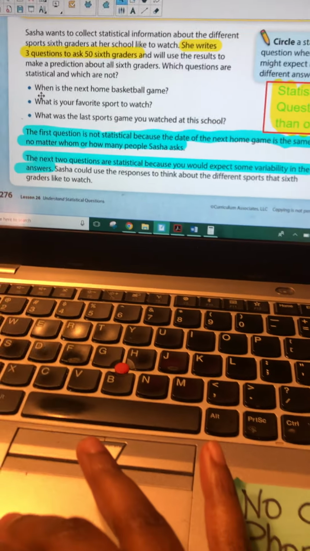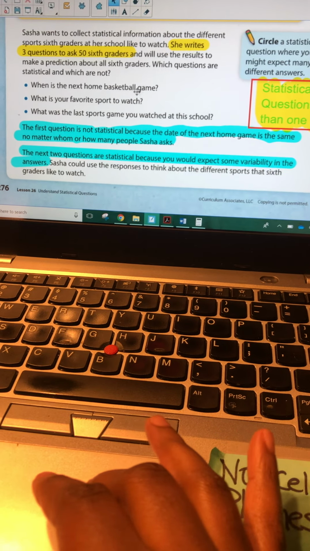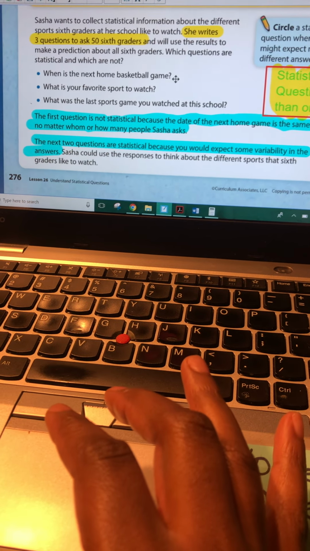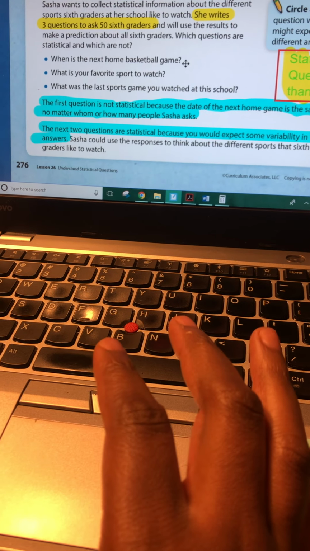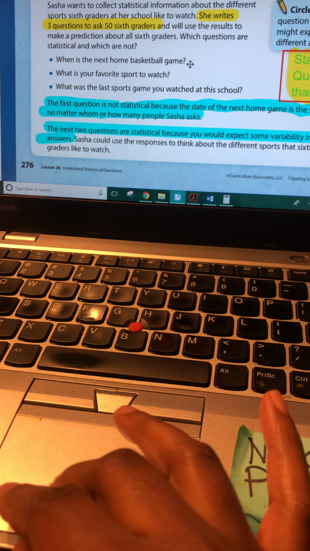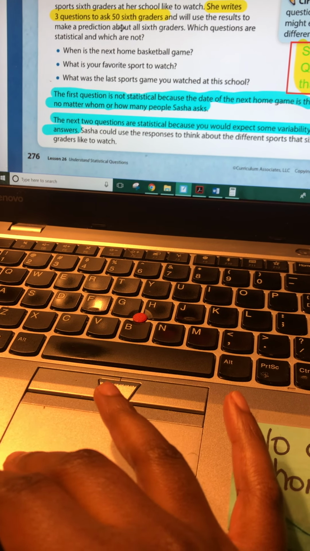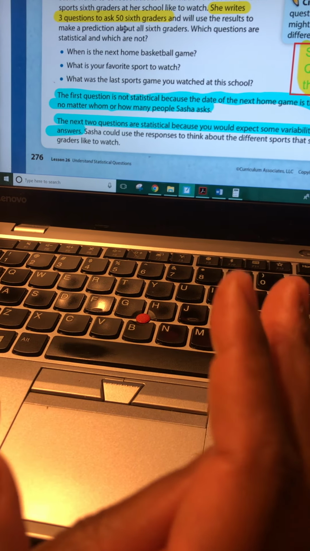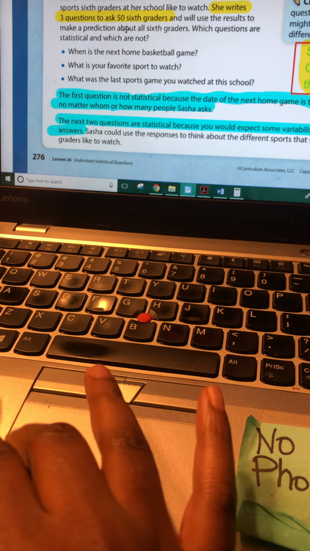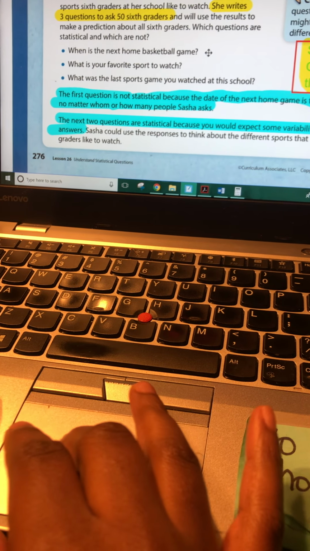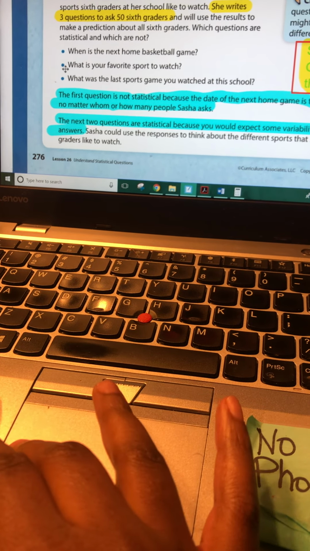So the first question says, when is the next home basketball game? Well, if somebody asks me that, I'm going to say Thursday. Or if we have Sasha here and she asks all 50 6th graders, all the 6th graders will say Thursday. So that's one answer. So that would be non-statistical, okay? Let's look at the second one.